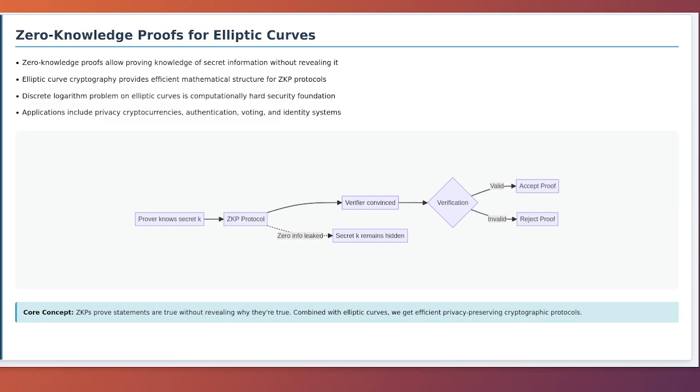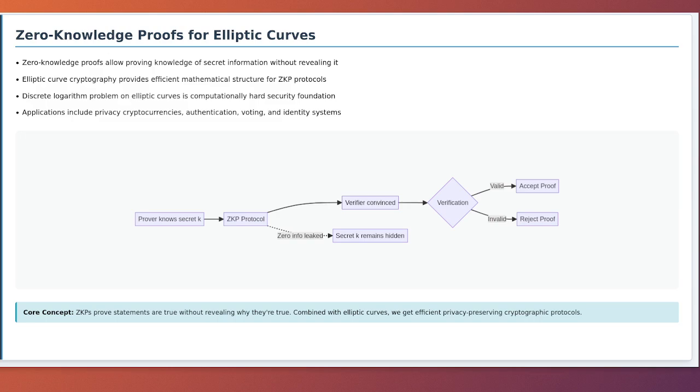This concept might seem paradoxical at first, but it is mathematically rigorous and incredibly powerful. When we combine zero-knowledge proofs with elliptic curve cryptography, we get protocols that are both efficient and secure. Elliptic curves provide a mathematical structure where certain computational problems, like the discrete logarithm problem, are believed to be computationally hard. This hardness assumption is what makes elliptic curve cryptography secure.